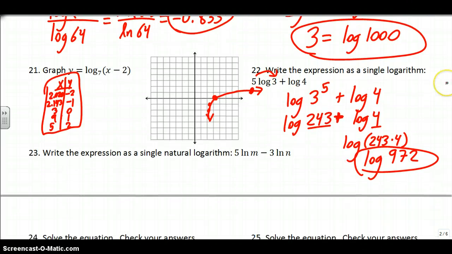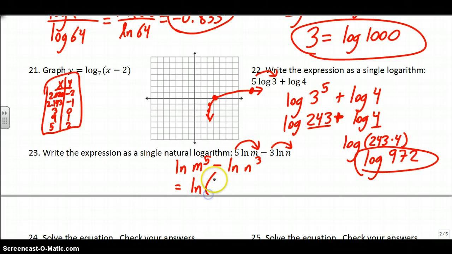And sometimes it might be subtraction, like here at number 23. Again, numbers out front of the logs, make them powers. So this will be natural log of m to the 5th minus natural log of n to the 3rd. Now, let's think about this logically. In the past problem here, addition became multiplication. Subtraction then would logically be division. So this will be natural log of m to the 5th divided by n to the 3rd. And are they in a single logarithm? You betcha. So we win the day.